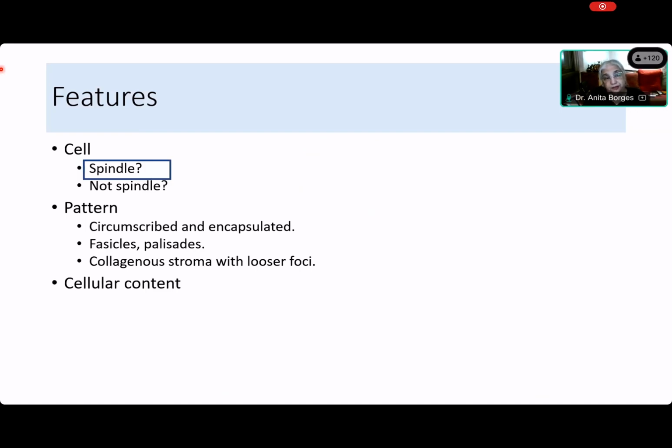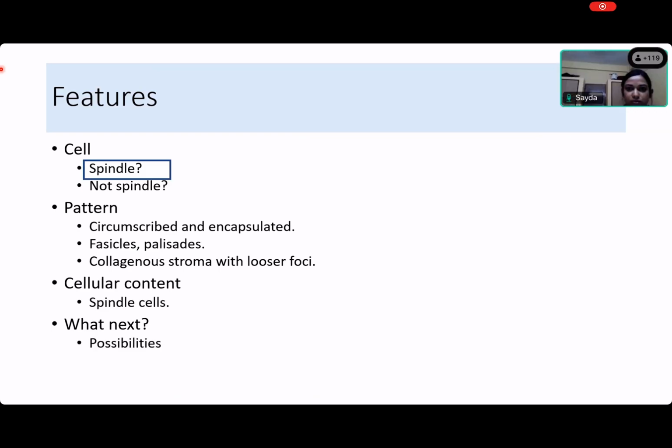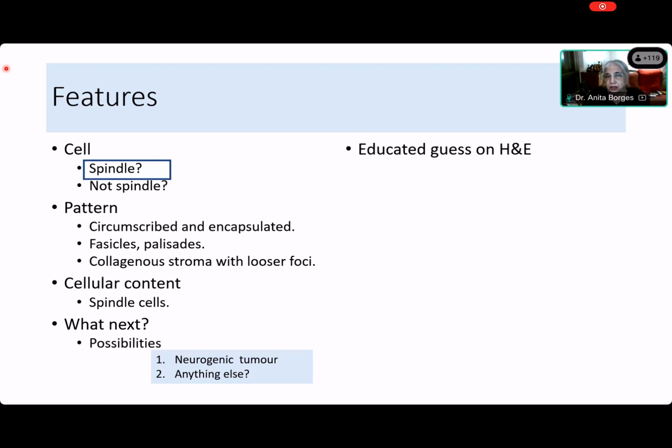And what is the cellular content? Spindle cell. Yes, very good. So what do we do next? I see. Oh no, we don't do IHC. Saida, we're going to do IHC. What is your diagnosis? What are the possibilities? Schwannoma. Ma'am, it's an immunogenic tumor, right? And malignant, like we said, peripheral. Before, what is the diagnosis?